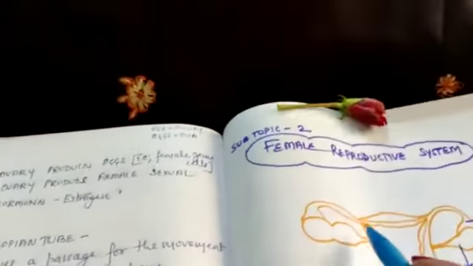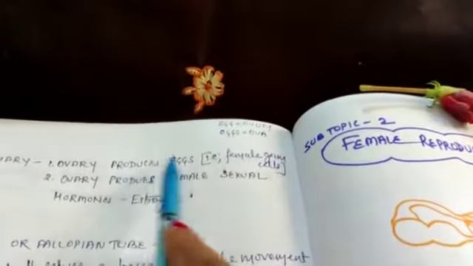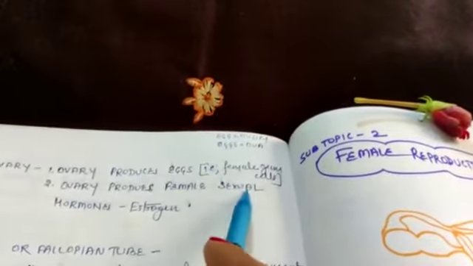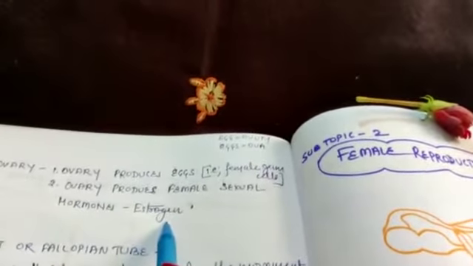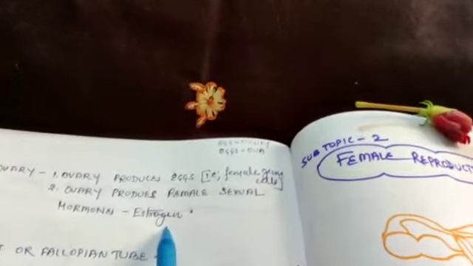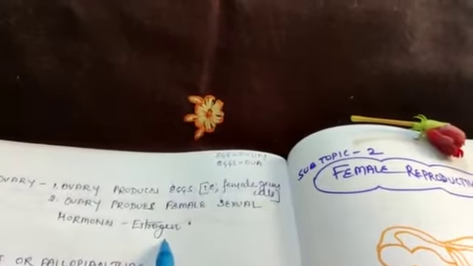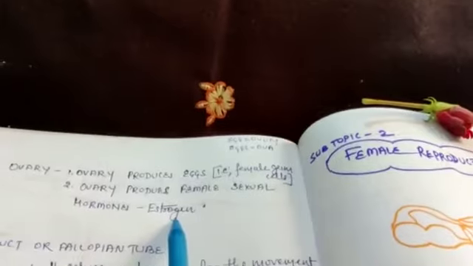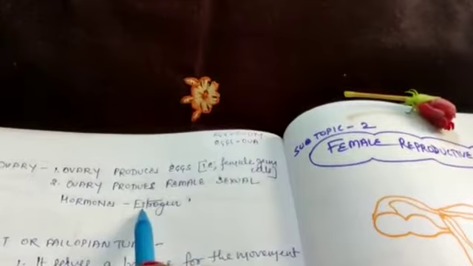So the ovary: like in the case of testes, the function of the ovary is to produce eggs. Egg is the female germ cell, right? And then the ovary produces the female sexual hormone. Here the hormone is estrogen, and all the female characters like female voice, breast formation, and then broadening of muscles, right? All these functions are related with the formation of estrogen.